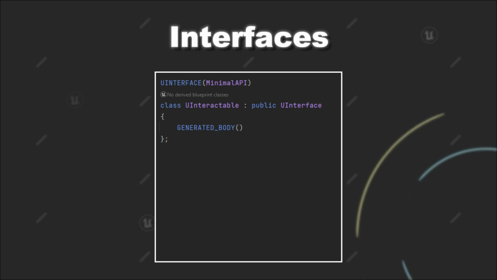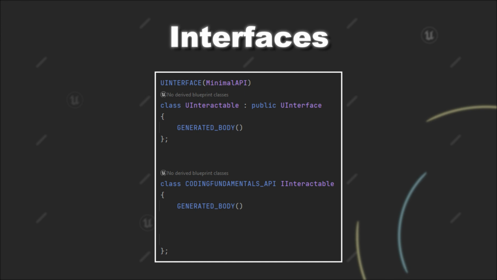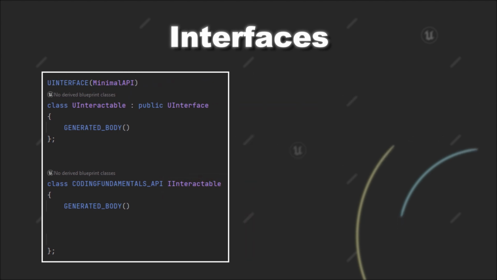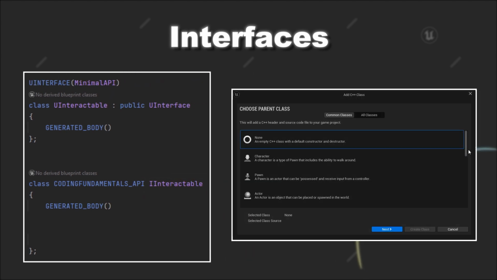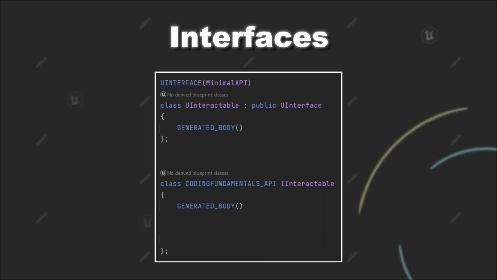Next, you have to define a second class with the same name as your UInterface class. But you have to replace the U prefix with an I prefix. So, for example, in the case of an interactable interface, you have a UInteractable class and an IInteractable class. When you create your interface through the editor and select Unreal Interface as a parent class, this code will be generated automatically.